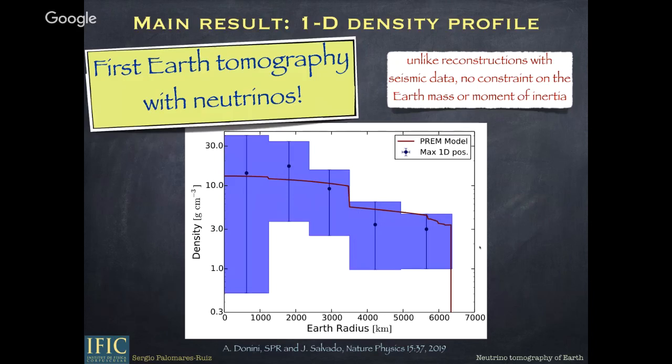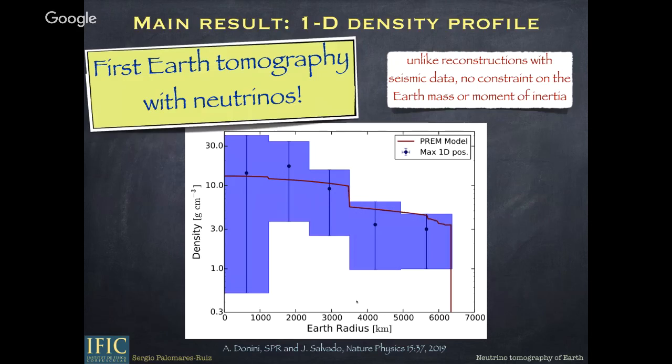But it's important to note something. In this PREM profile, the Earth mass and the moment of inertia are external constraints which are imposed, and that significantly reduces, for instance, the uncertainties on the density of the mantle. We are not doing that. So as I say, up here, unlike reconstruction with seismic data, no constraint on Earth mass or moment of inertia is taken into account in our measurement. So this is the measurement using only weak interactions.